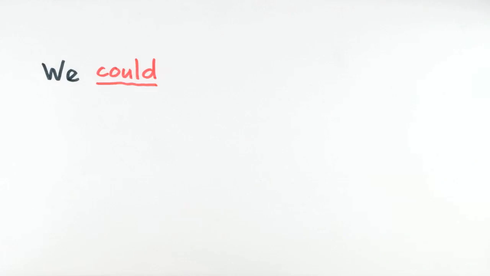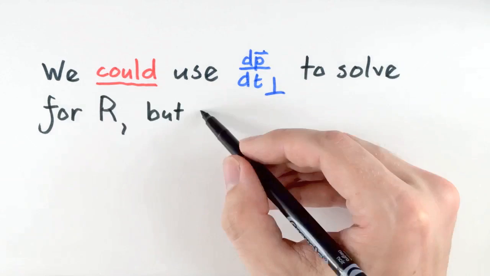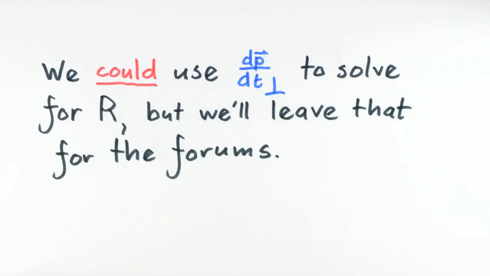Now at this point we could solve for the radius of the kissing circle. We won't show that here, but you are welcome to try this and, if you like, discuss how to find this radius in the class forum.